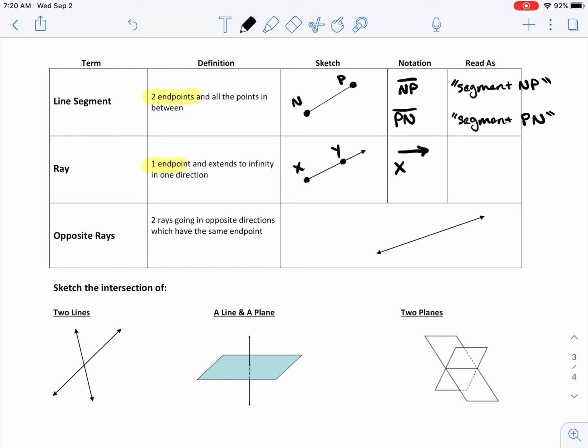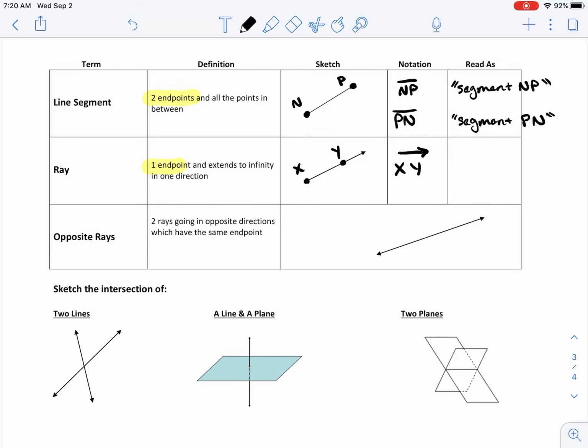So I'm going to start my notation with X, my initial point or my endpoint, and it is going through Y, and there's my notation. I would read this out loud as Ray XY. That is my only choice for that. I could not name it YX because it has to start with the endpoint.